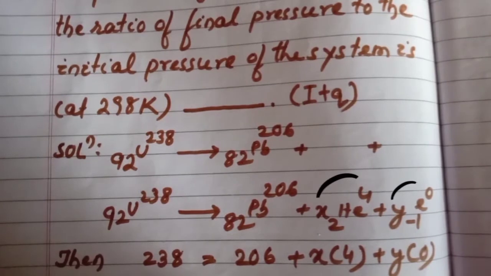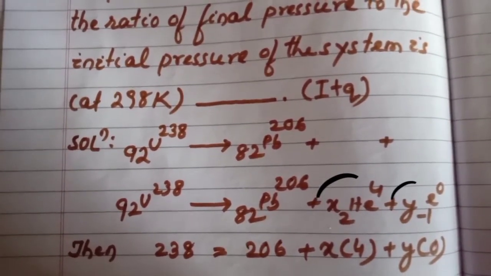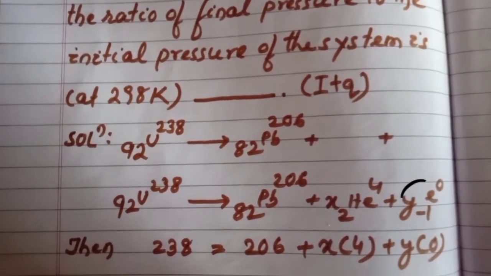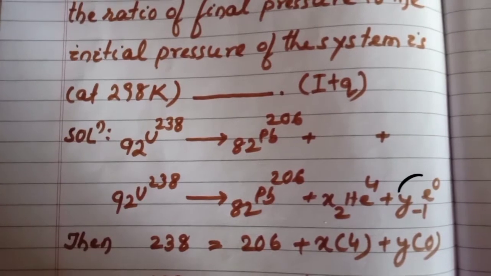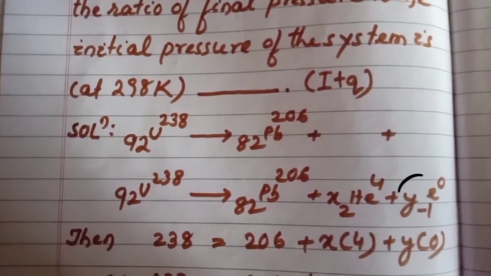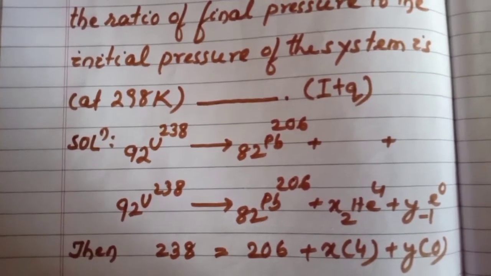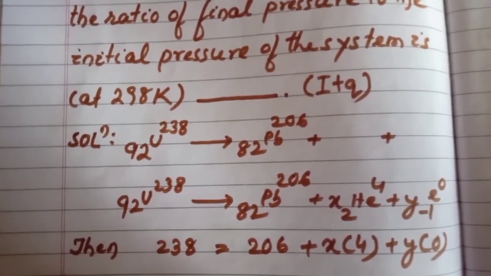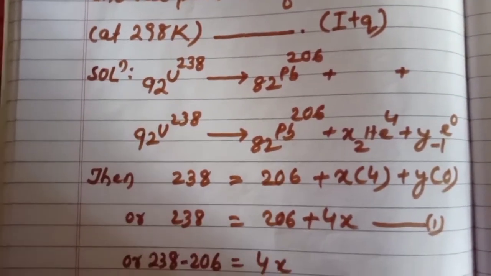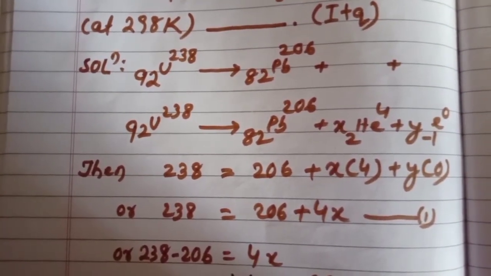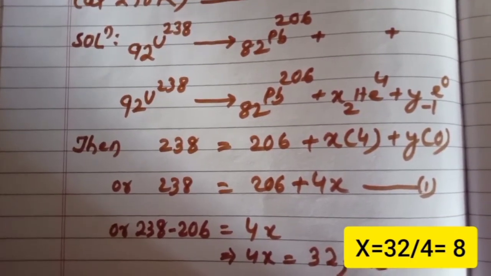Why X into 4? Because the mass number of helium is 4 and there are X alpha particles, so X into 4 is there. Why Y into 0? The mass number of beta particles is 0 and there are Y beta particles. So 238 is equal to 206 plus 4X. 238 minus 206 is equal to 4X, and X is found to be 32 by 4, which is equal to 8.